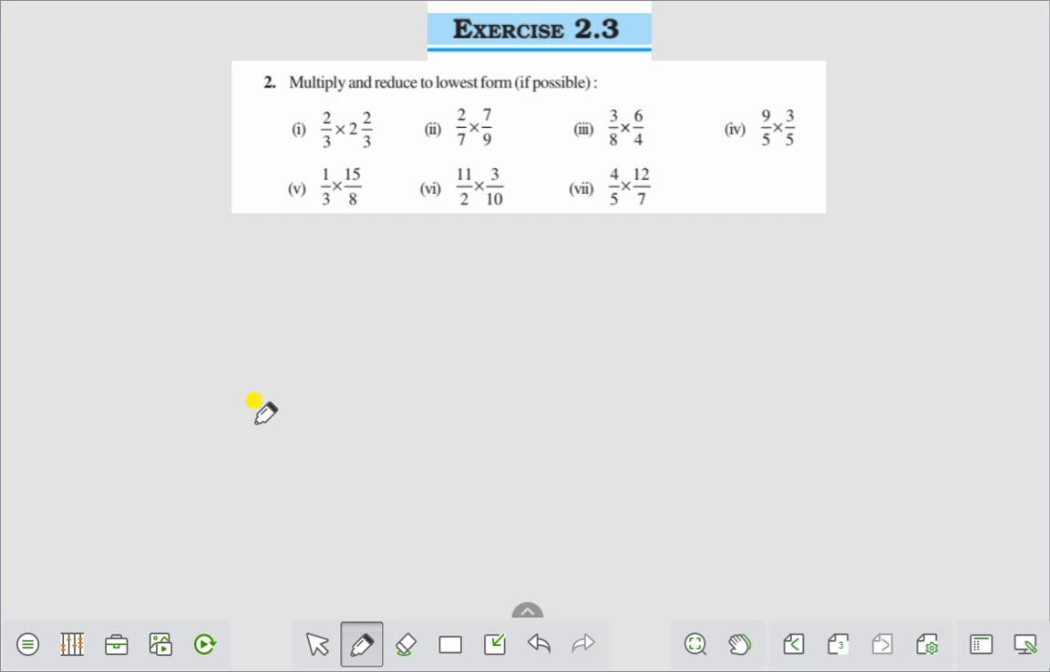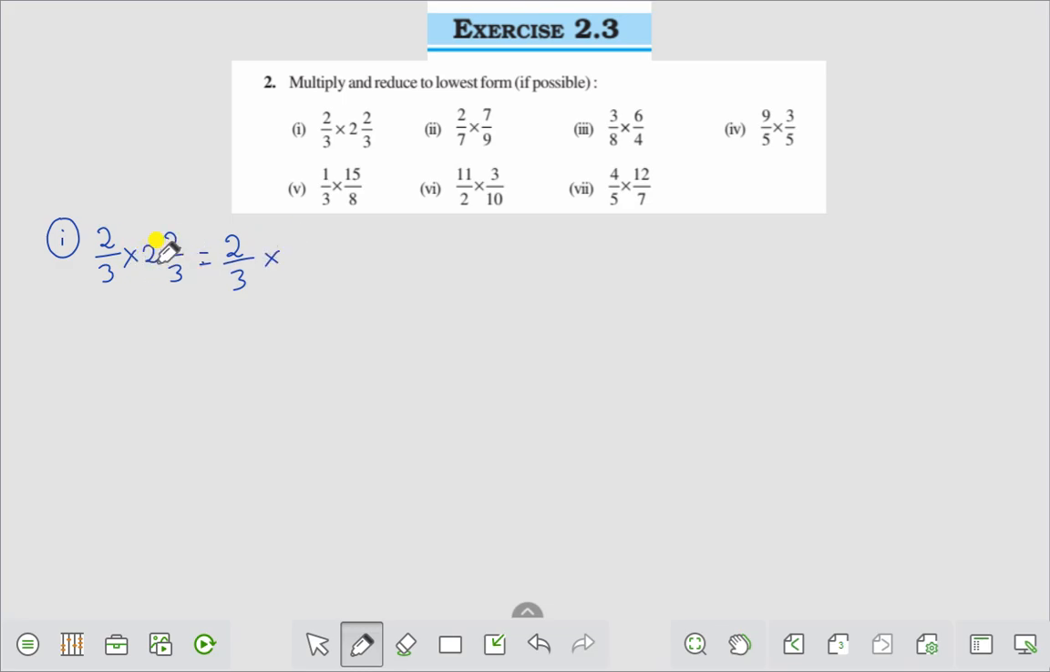This is question number 1. That is 2 by 3 into 2 whole 2 by 3. That is equal to 2 by 3 into 2 whole 2 by 3.